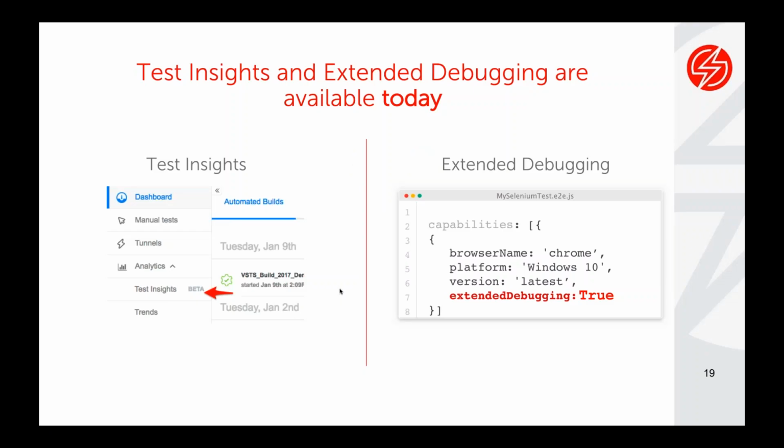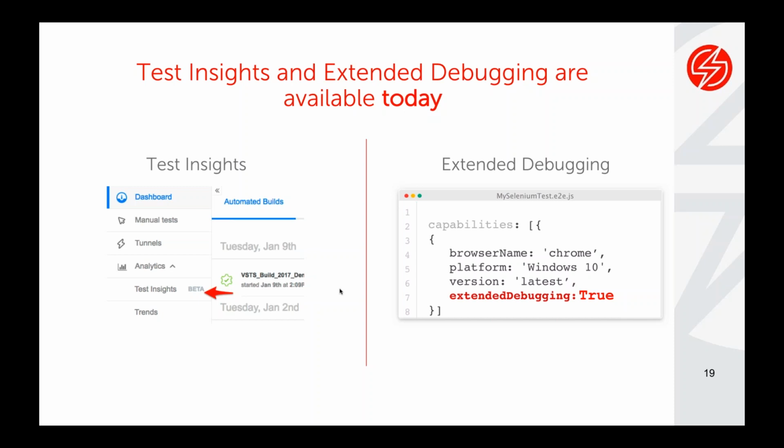So test insights and extended debugging are available today. As I mentioned, test insights live in a sub-menu under analytics. Click on that and you'll be able to see it immediately. And extended debugging is something that can be easily enabled by any of our customers by simply adding an additional desired capability to the tests. Again, very simple. Everything's ready to go and ready to be used.